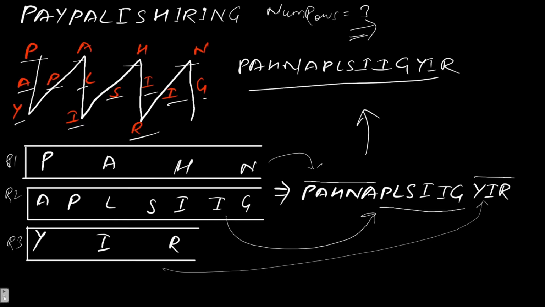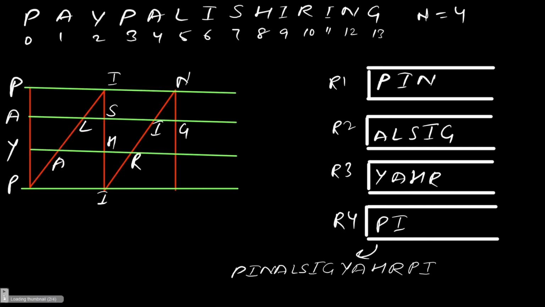So you can see all the characters that are in the first row, I have placed all of them in a row, PAHN, and for the second one I have placed all in the second row, APLSIIG, and the same for the last row, YIR. And then I have appended all the characters and created a string which is going to be something like this for numsRow equal to 3. So what if we are given numsRow equal to 4? Let's see. I have already written it down. So it will be something like this.